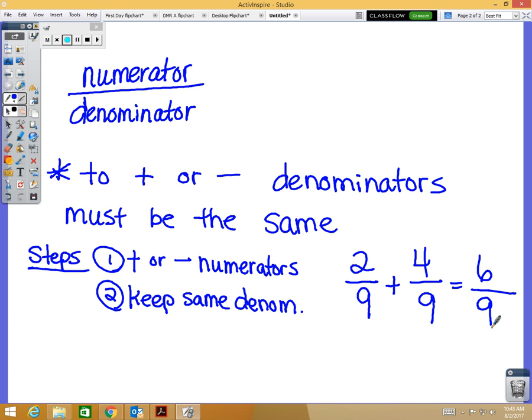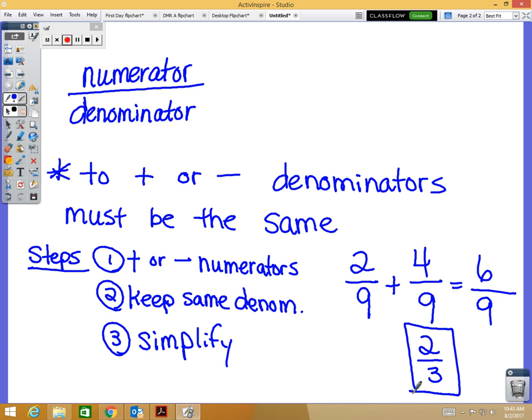The last step, sometimes you don't have to do the last step, sometimes you do. What do you think the last step is? Simplify. So again, sometimes you can simplify, sometimes you can't. This problem, can we simplify? Yes, what is it? 2/3. They can both be divided by 3. So since that's my final answer, I'm going to circle it or box it, whichever you prefer.